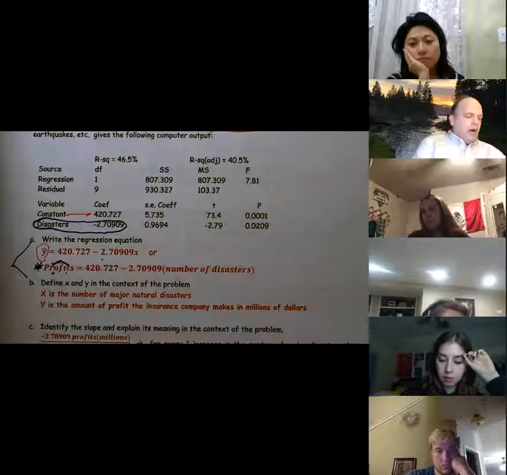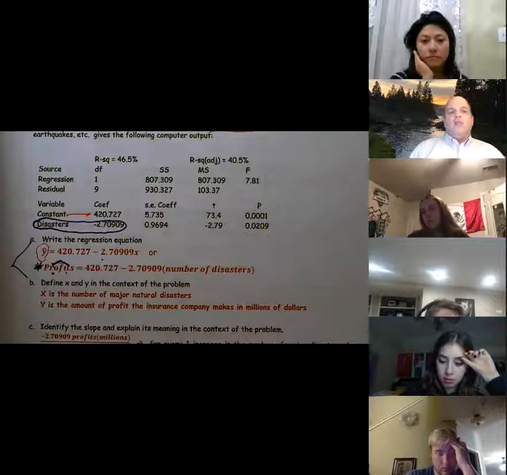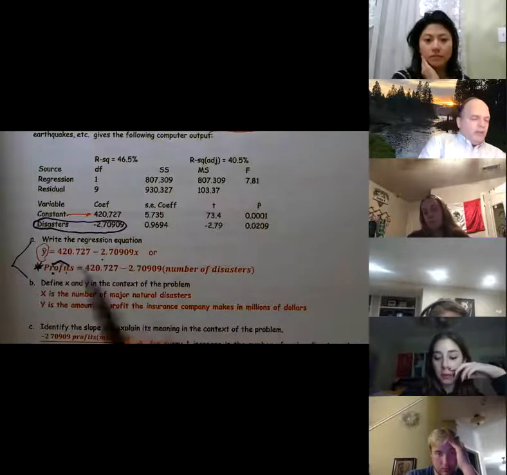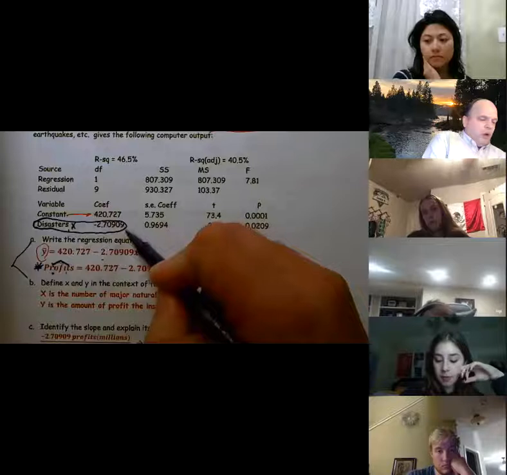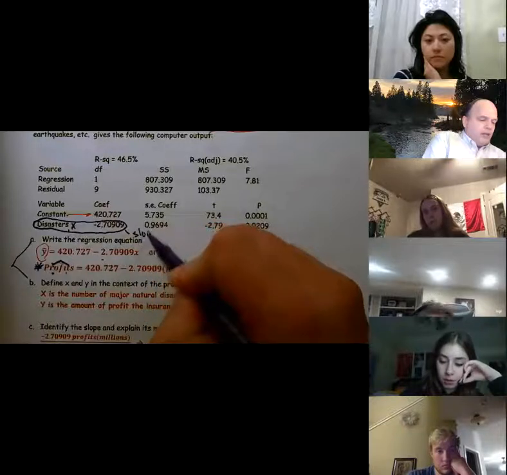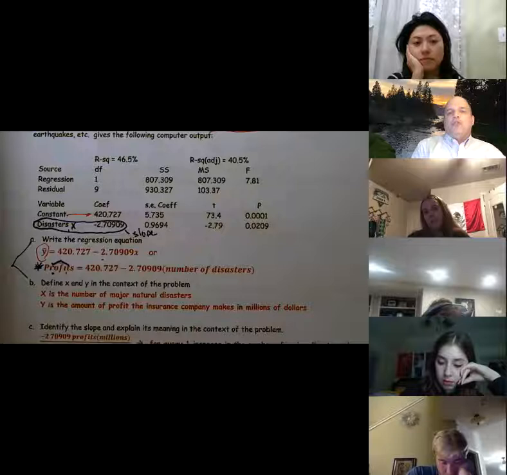I always sit there and write it out. Then I define x and y. And in this case, x was the number of major natural disasters, and we see that right here. This is always going to be the x, and this will always be the slope next to the x. And our y is the amount of profit the insurance company makes in millions of dollars.